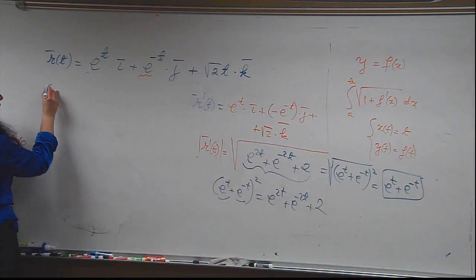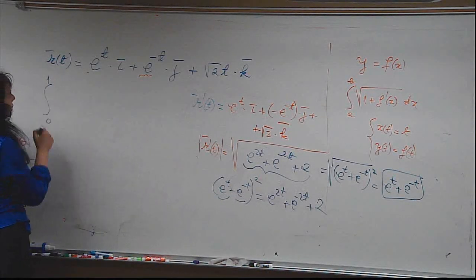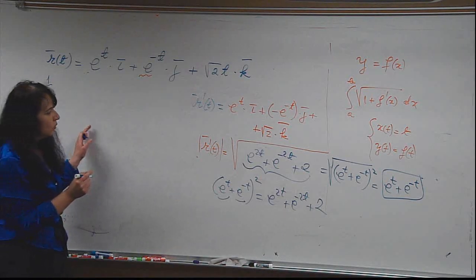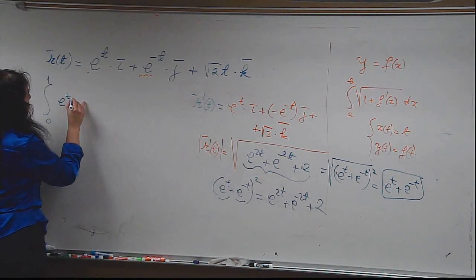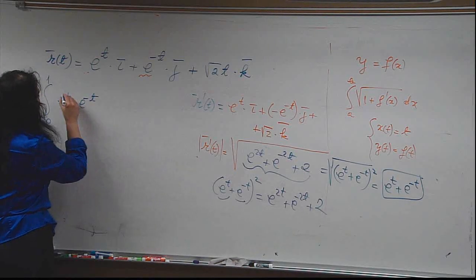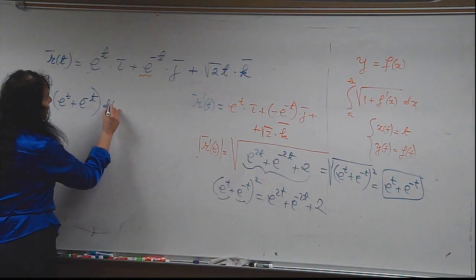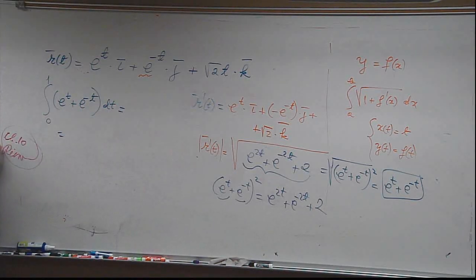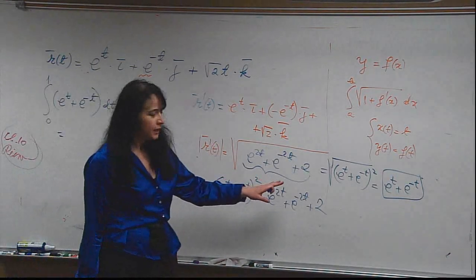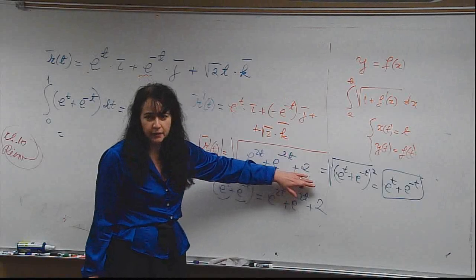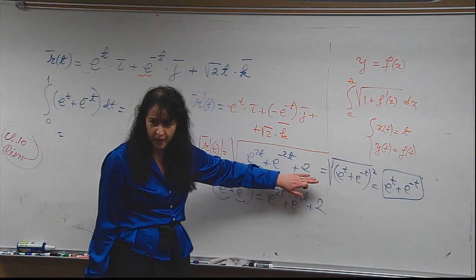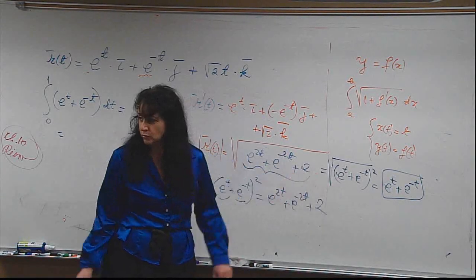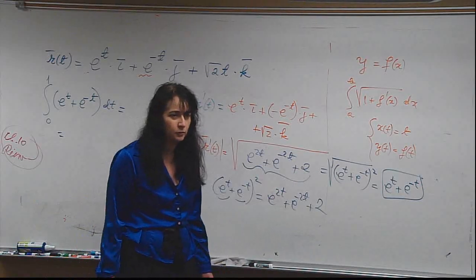So if you are to compute the integral from 0 to 1 of the speed, what is the speed? The speed is this beautiful thing because you were able to see the pattern. If you're not able to see that, do you realize it's practically impossible for you to integrate by hand? You have to go to a calculator, MATLAB, whatever.